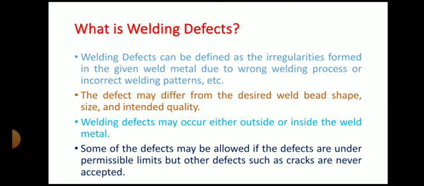So if the defect occurs, we will not be getting a desired shape and size of the weld bead, or we are not getting a desired quality of the weld bead. Welding defect may occur either outside or inside the weld metal. Some of the defects may be allowed if they are under permissible limit, but other defects such as crack are never accepted. So few defects you can accept within some limit, but defects like crack are not acceptable because that leads to failure of that component. So this is the welding defect.